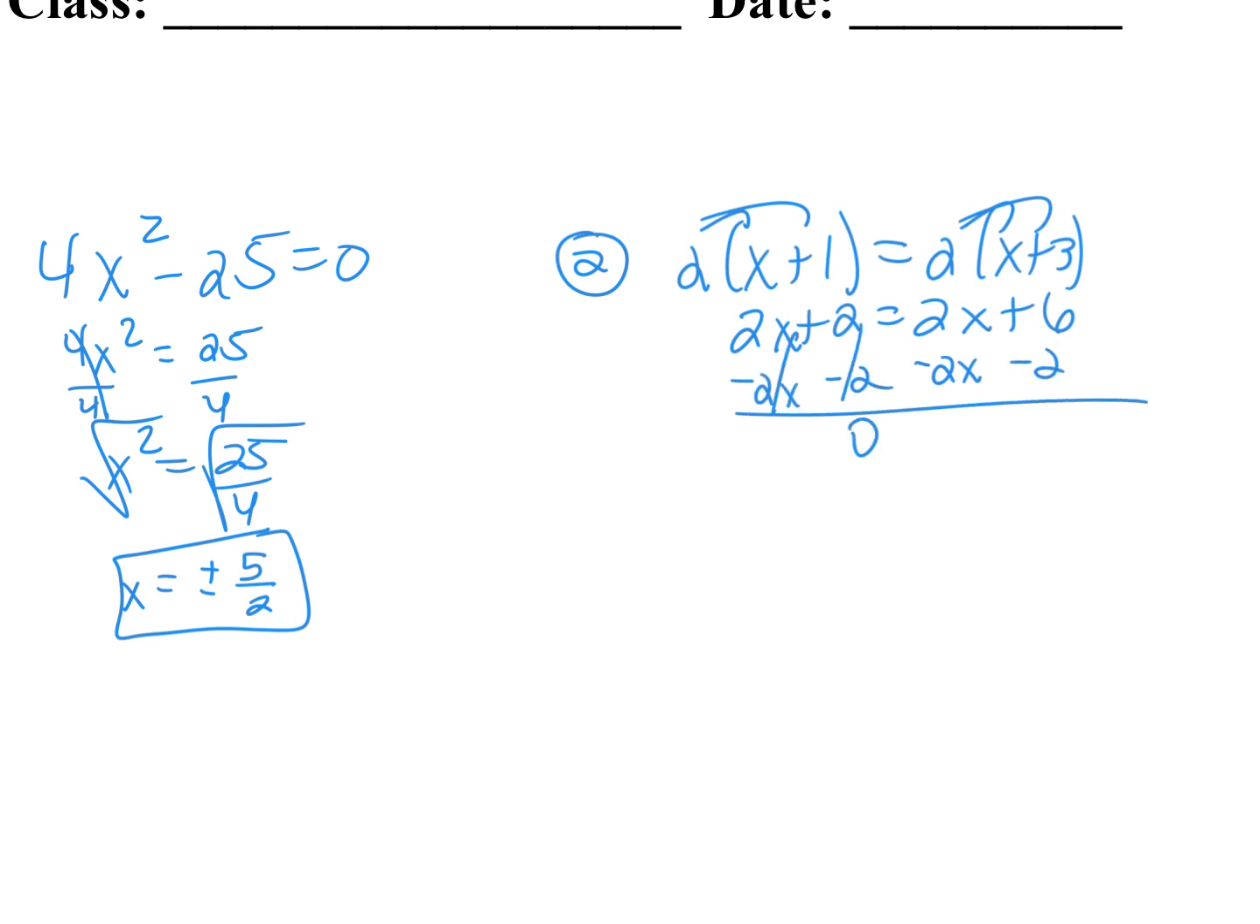So I have 0 equals 4. Is that a true statement? No, guys, 0 never will equal 4, so your answer here is no solution. Make sure if you get an untrue statement, you write no solution. We'll have an example of all real numbers later on as we work through this.